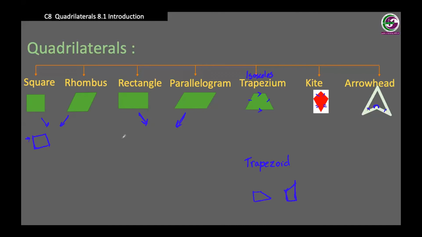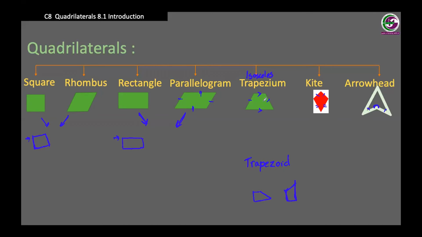Rectangle. Again, imagine you make a rectangle with the help of toothpicks, the frame. And if you push it from one corner, you will get a parallelogram, which means the sides remain the same, the opposite sides are equal. But the angles, you will again have two obtuse angles and two acute angles in a parallelogram.